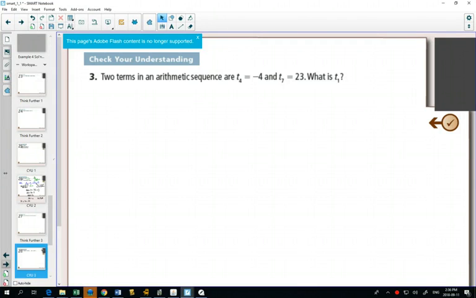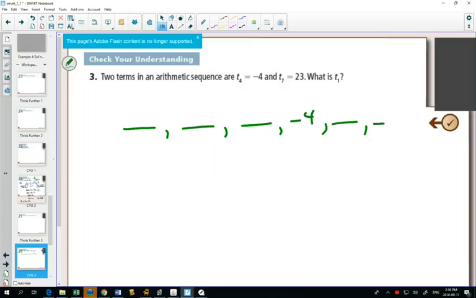This tells us two terms in an arithmetic sequence. Term 4 is minus 4, term 7 is 23. And we want to find out what term 1 is. So if we show this as a visual, we have our sequence, 1, 2, 3. Term 4 is minus 4, then we don't know 5, we don't know 6, and then we know term 7 is 23.